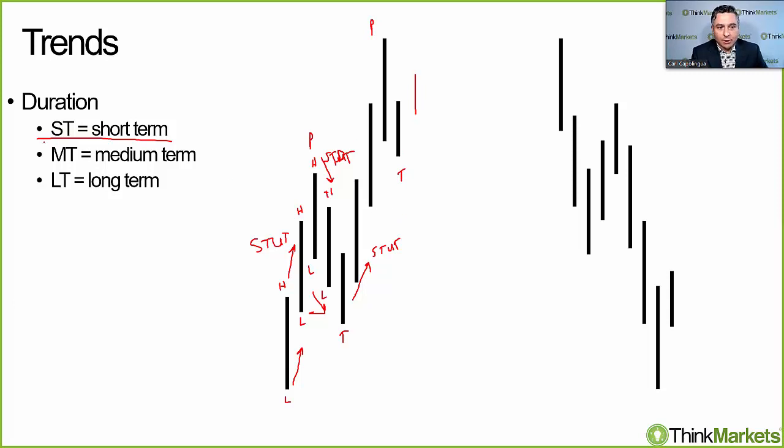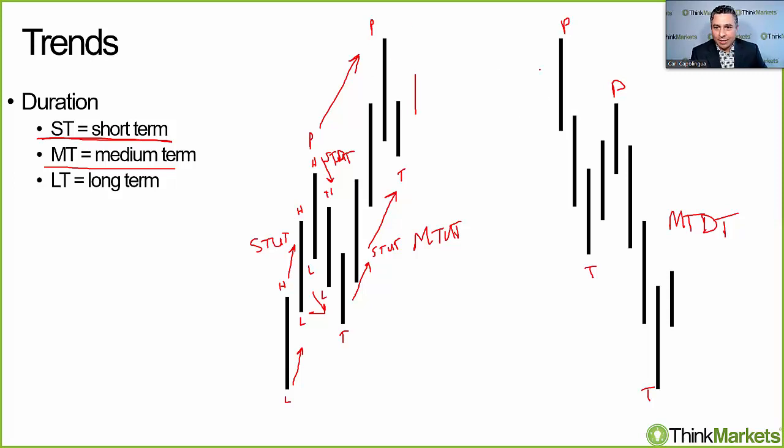So we've gone over the definition of a short-term trend: higher highs and higher lows, or lower highs and lower lows, respectively, for short-term uptrend and short-term downtrend. And medium-term trends come from the peaks and troughs. So higher peaks and higher troughs make our medium-term uptrend, and when we have lower peaks and lower troughs, that makes our medium-term downtrend.